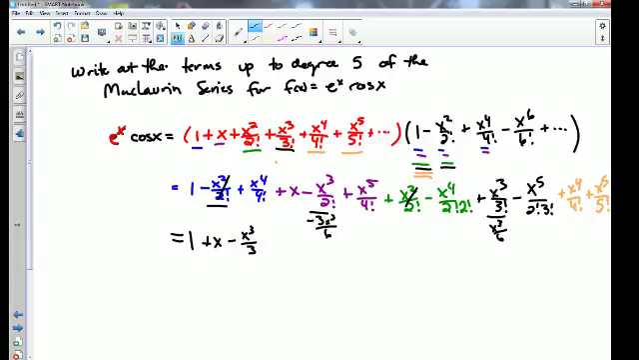Now we need to do the fourths. Let's see a different color. 4 times 3 times 2 is 24.